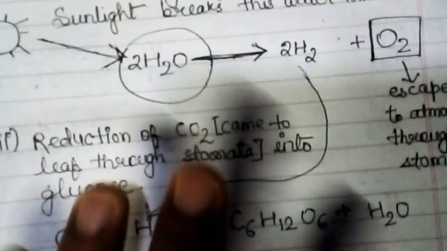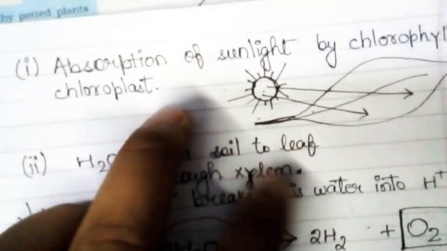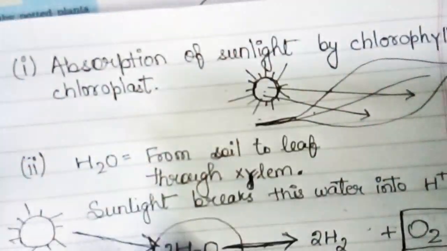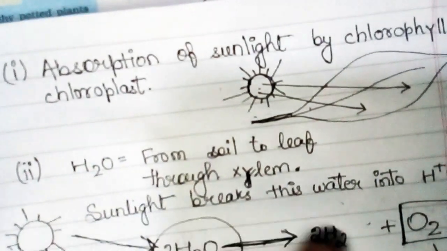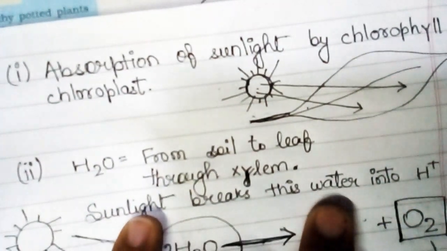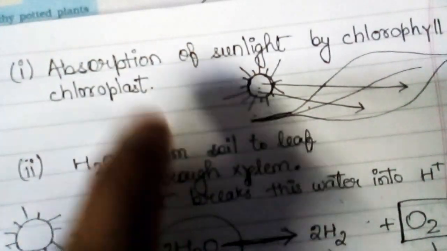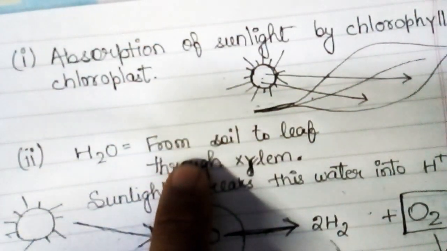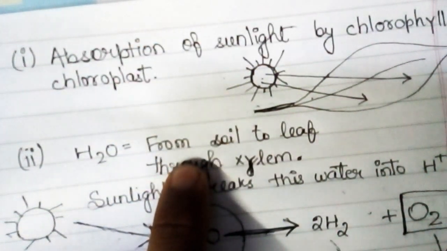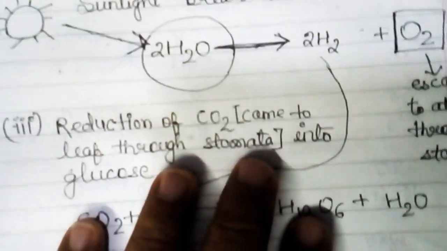Now one thing more I want to tell you. Absorption of sunlight, here the word light comes, a step of light comes, and splitting of water in the presence of sunlight, here also light comes. So the first step and the second step are both light dependent steps. So the first two steps of photosynthesis are light dependent, so they are called light reaction. Got it?